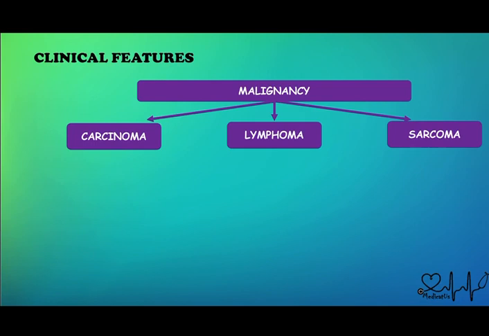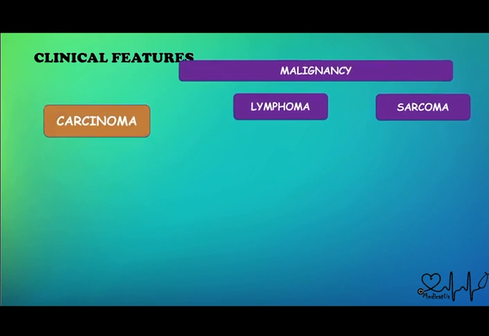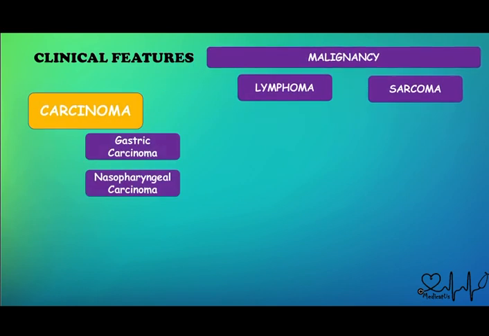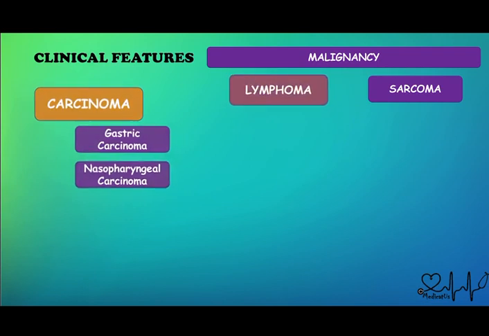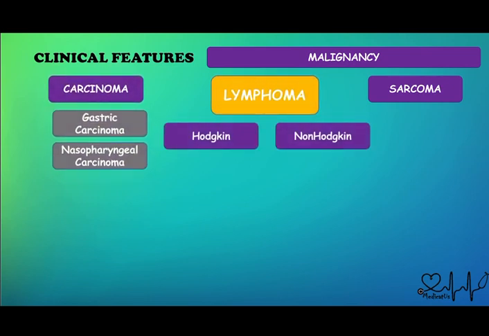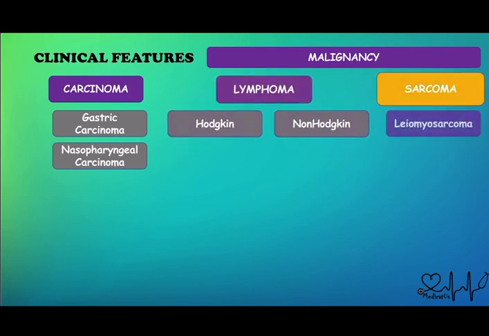Now, other than infectious mononucleosis, it also causes malignancy. Like under carcinoma, we have 2, lymphoma, we have 2, sarcoma, we have just 1. Starting with carcinoma, we have gastric carcinoma and nasopharyngeal carcinoma. Gastric carcinoma is most common. Under lymphoma, it can cause Hodgkin and non-Hodgkin lymphoma. And under sarcoma, it can cause leiomyosarcoma.